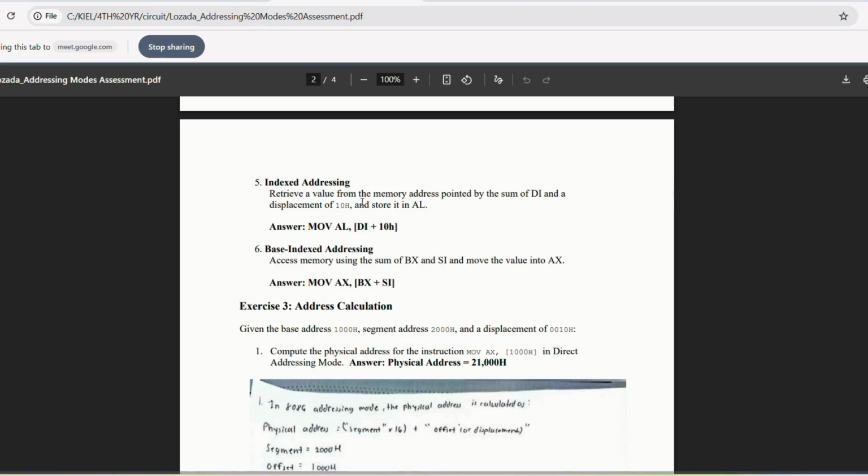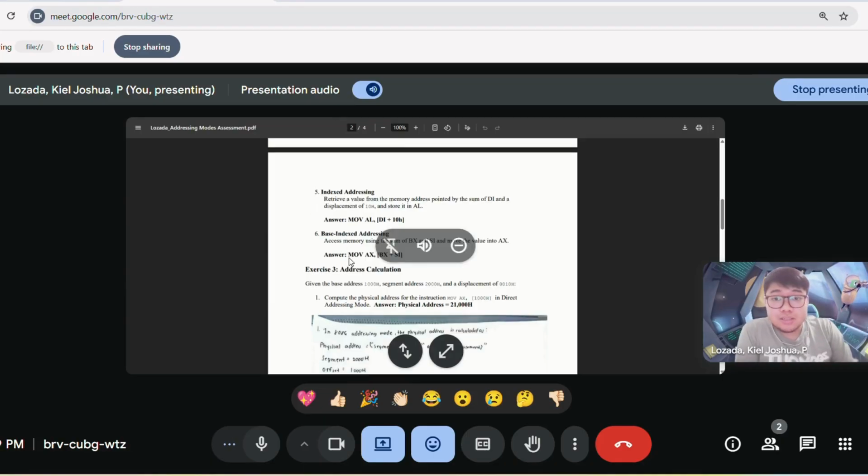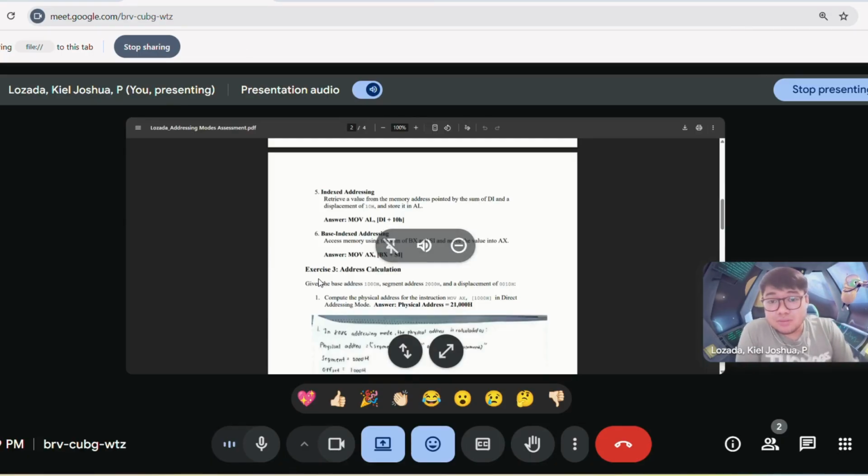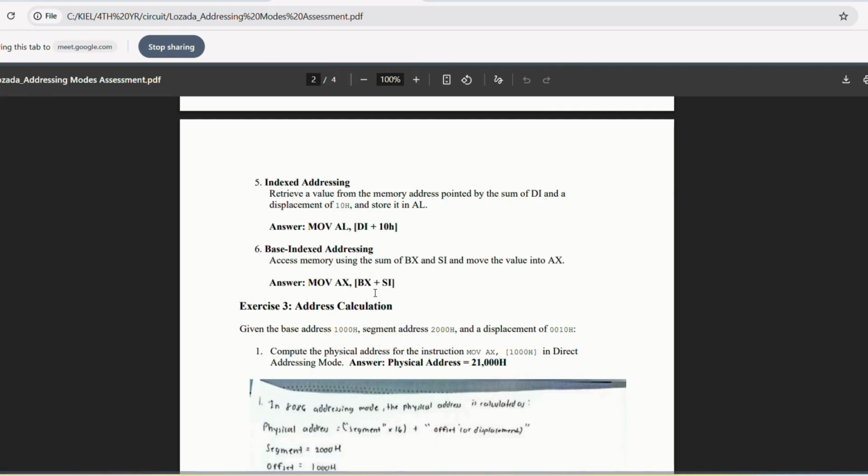So for number 6, base index addressing, access memory using the sum of BX and SI and move the value into AX. So the answer is MOV AX, [BX + SI], because it tells the CPU to calculate the memory address by adding together the values in the BX register, which is the base, and the SI register, which is the index. This combined value points to a specific location in memory where the actual data is stored. The CPU then reads the value from that memory location and loads it into the AX register.